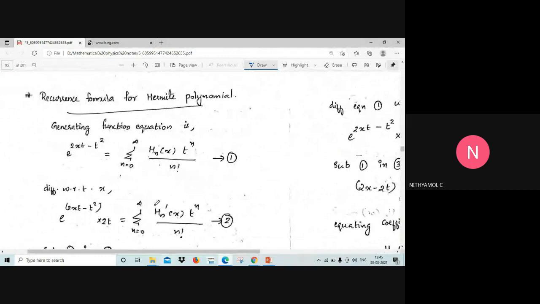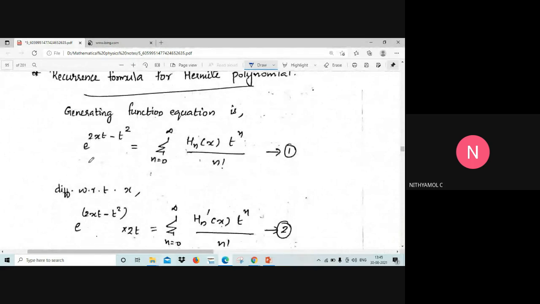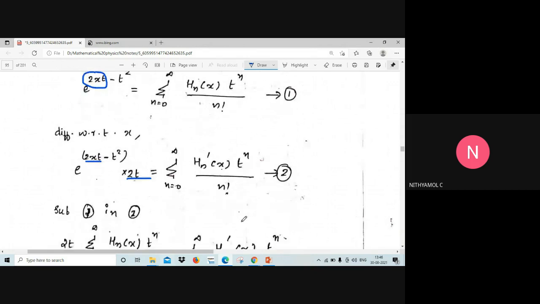Next, recurrence formula for Hermite polynomial. We can start from the generating function. Generating function is e raised to 2xt minus t square, which is equal to summation over n equal to 0 to infinity Hn(x) t raised to n by n factorial. And we have to differentiate this with respect to x. So e raised to 2xt minus t square into 2t is equal to summation over n equal to 0 to infinity Hn prime(x) t raised to n by n factorial.